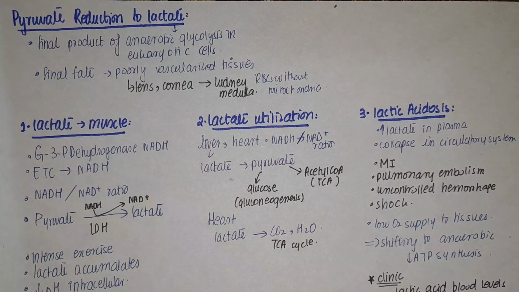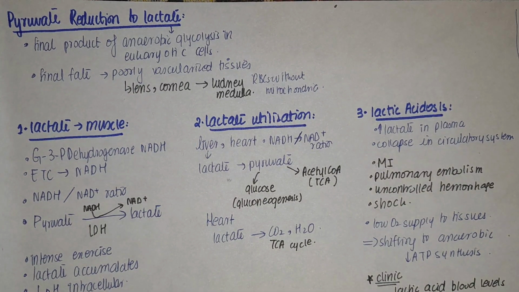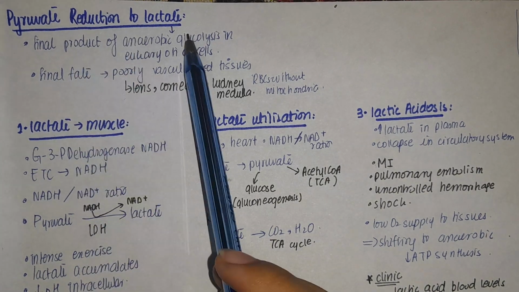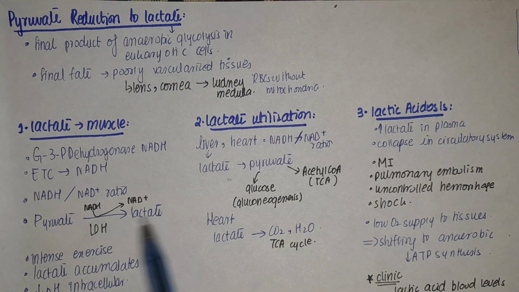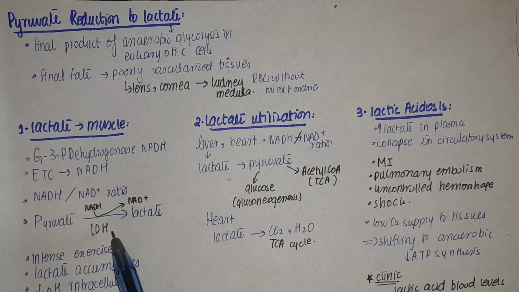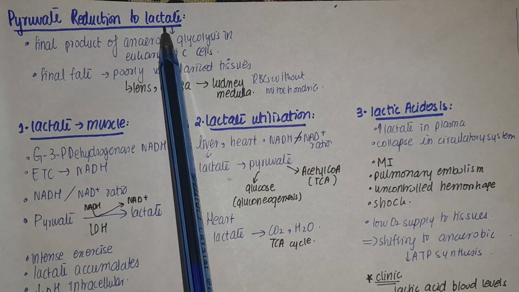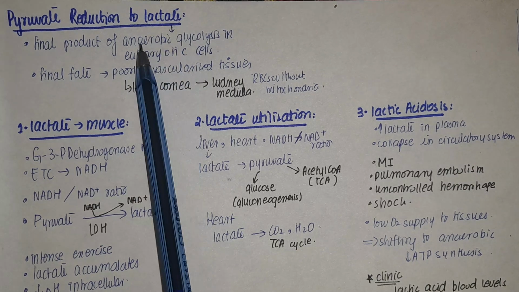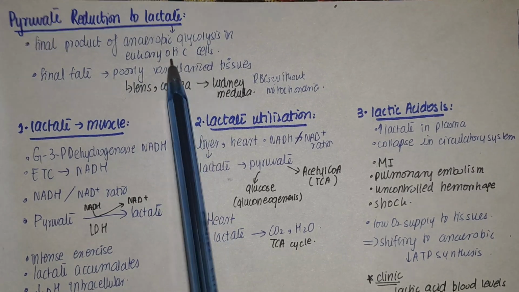So, Bismillahirrahmanirrahim. In this video we will cover the last part of the Lippincott Biochemistry chapter number 8, and we will talk about pyruvate reduction to lactate. So now this pyruvate can get reduced to lactate by the lactate dehydrogenase enzyme, but why does this lactate get produced from pyruvate? This gets produced from pyruvate because of anaerobic glycolysis in the eukaryotic cells.